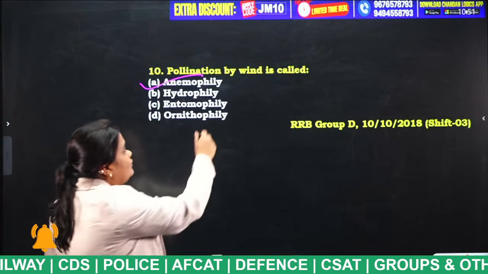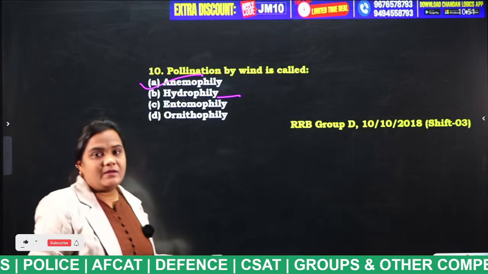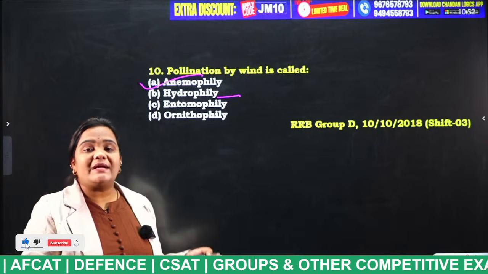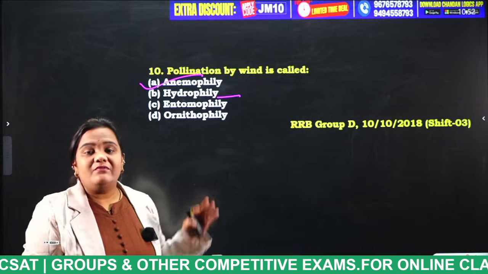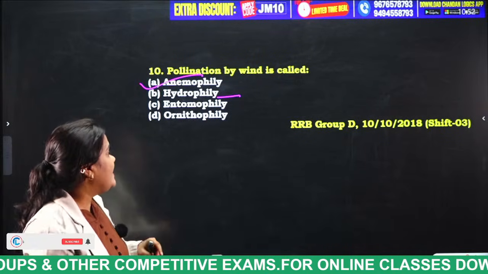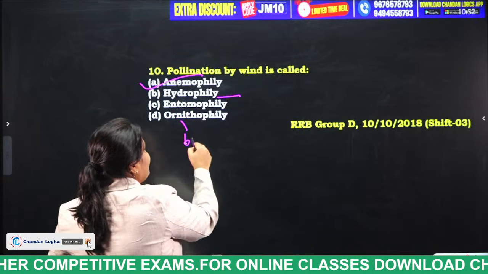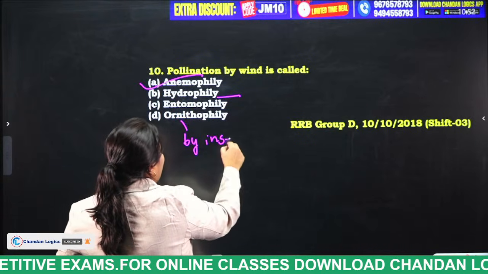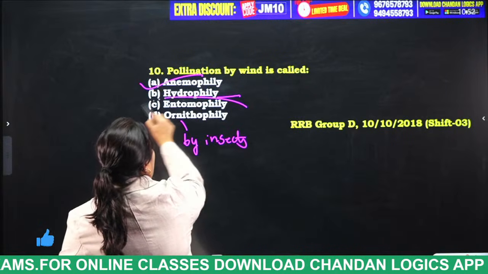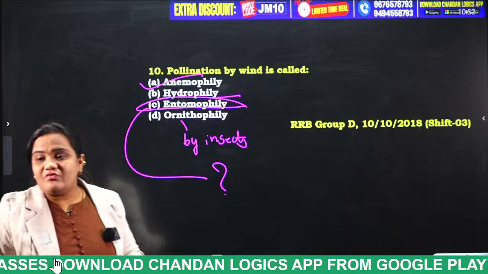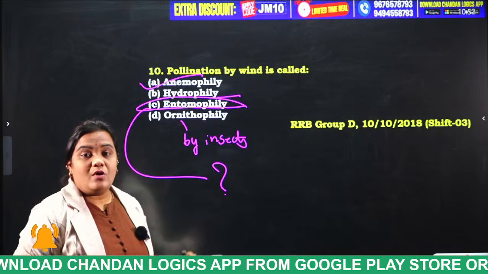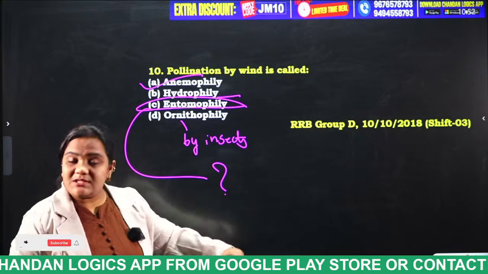Okay, hydrophily means pollination by water. If the transfer of pollen grains from anther to stigma takes place in the presence of water, we call it as what, students? Hydrophily. Ornithophily means by birds. Okay, by birds we call it as what, students? Ornithophily. Then what is this entomophily? What do you mean by entomophily? Know it and put your answer in the comment section.